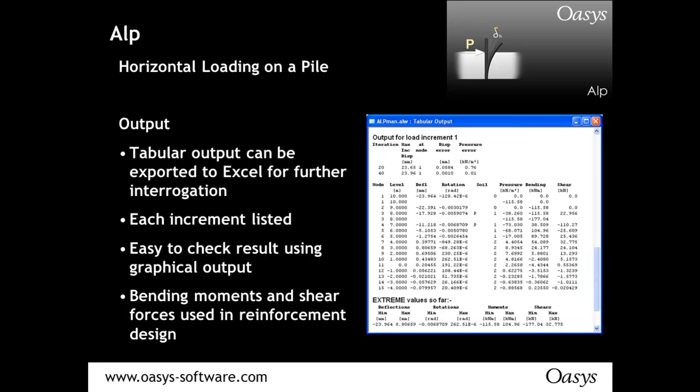In terms of the outputs for ALP, each increment is listed, so we can have a look at the effect of a number of different loads. It's easy to check using the graphical output, but we do have much more detailed tabular outputs, as with Pile. And it gives you bending moments and shear forces, which are used in the reinforcement design, which is what we're going to use in AdSec today.